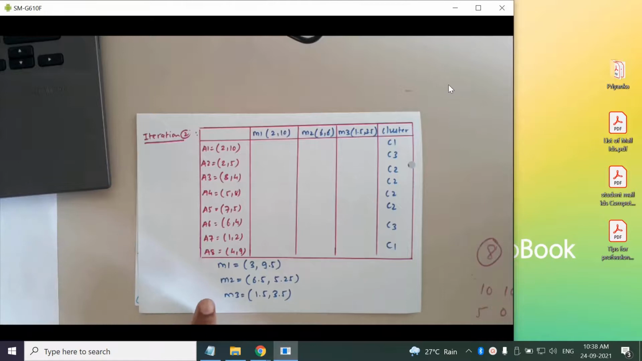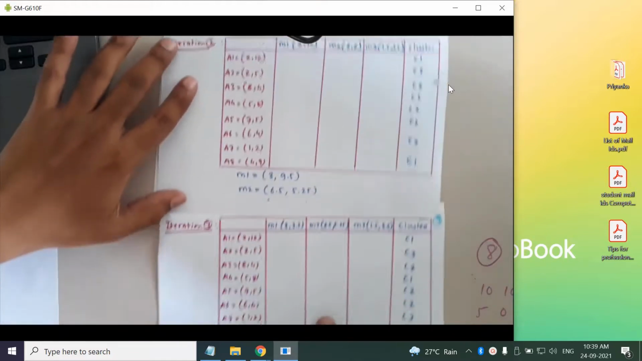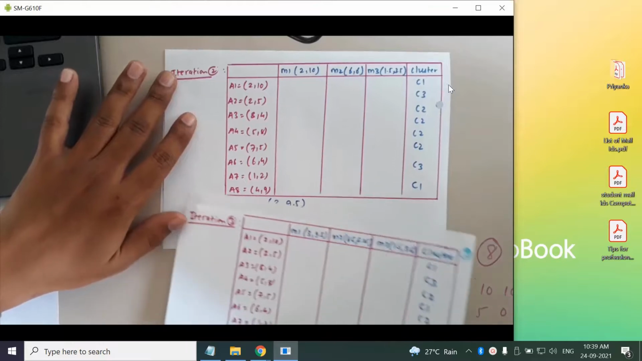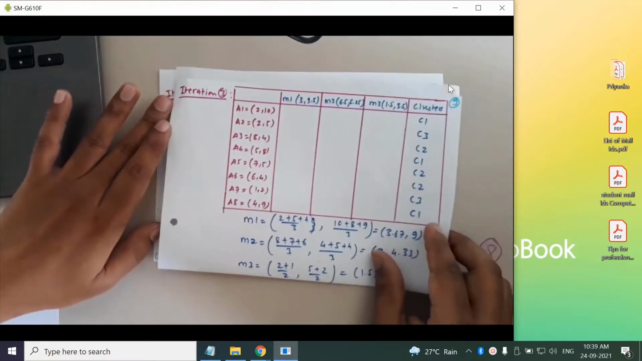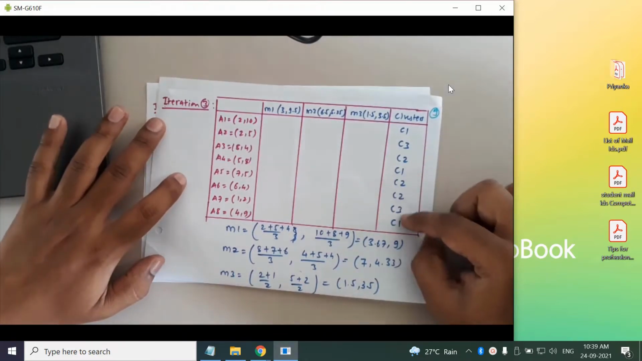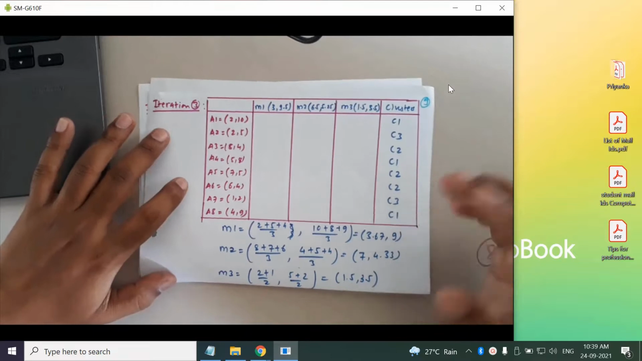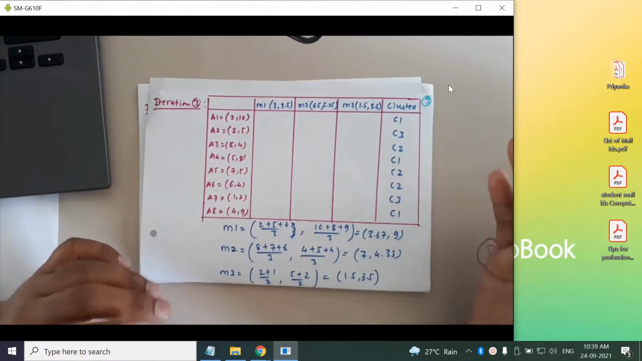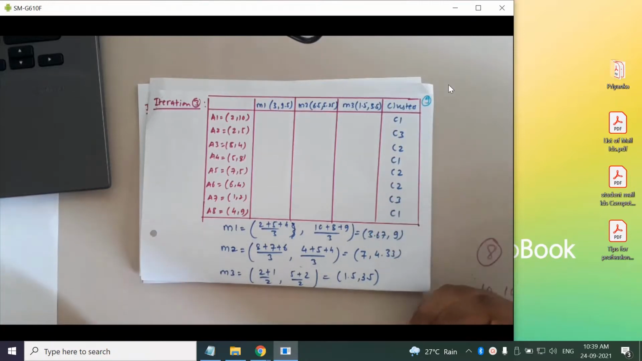So this would be your iteration 2. So are you getting the same result? If so, then you will reach iteration number 3. And now we are having 3 points in cluster 1. That means there is again a change in cluster, so you have to go for iteration number 4.